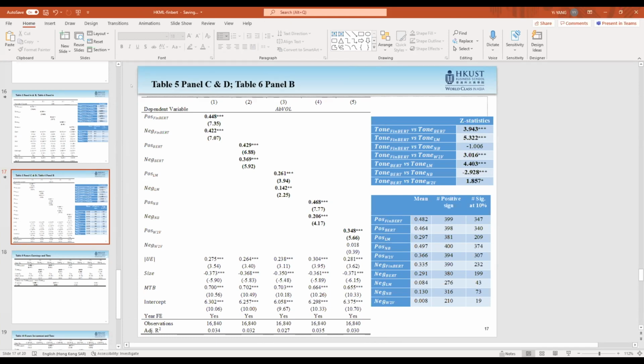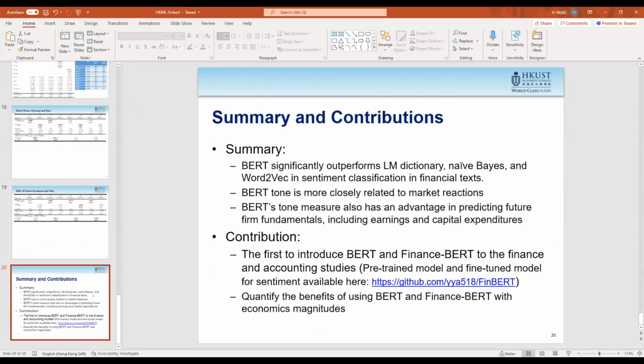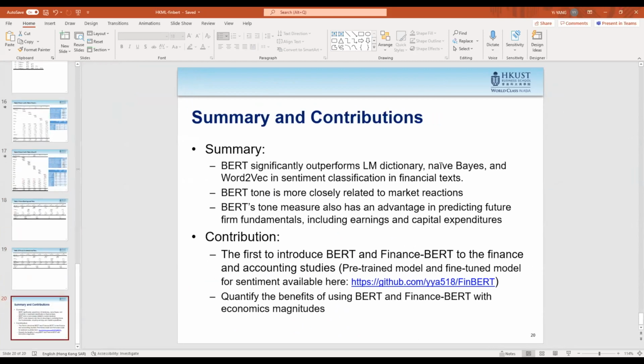But what I really want to highlight is that if you compare the coefficients of FinBERT against other methods, the higher the coefficient, the better at predicting the future return, abnormal return, and abnormal trading volume. I have some other cross-sectional analysis, but that will be too detailed, so I'll just stop here. Let me briefly summarize what this work is about.